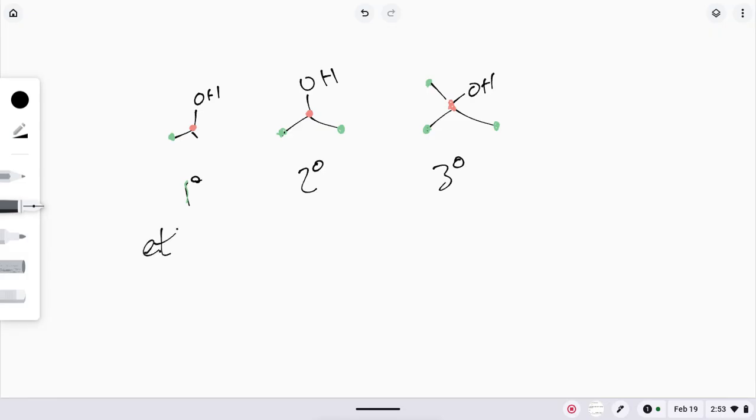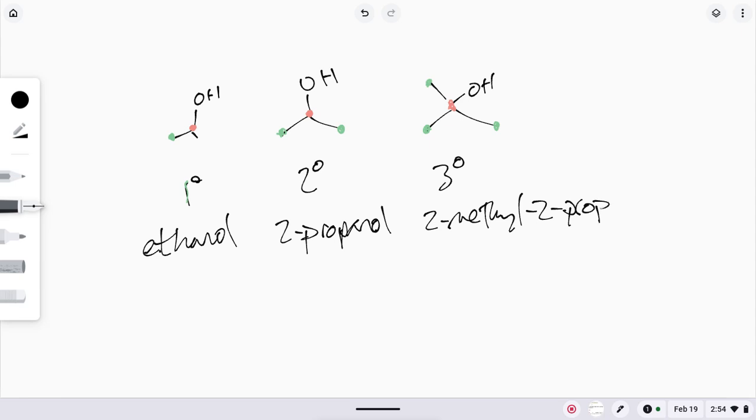Again, this is ethanol. Again, it'd have to have a 1 because otherwise there's nowhere else to put it. This one is a 2-propanol. And then that third one is actually a 2-methyl-2-propanol.